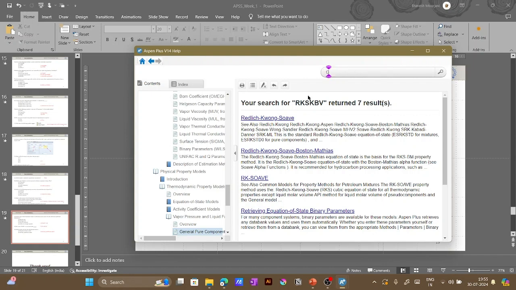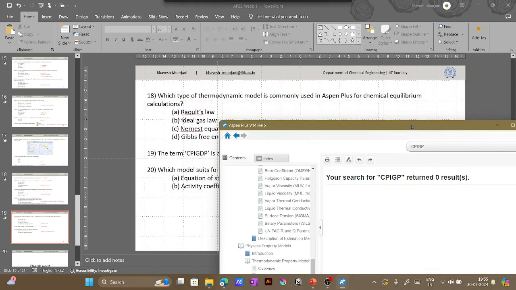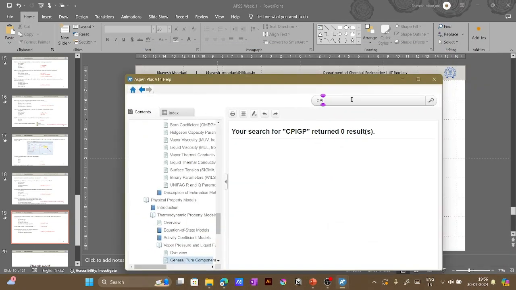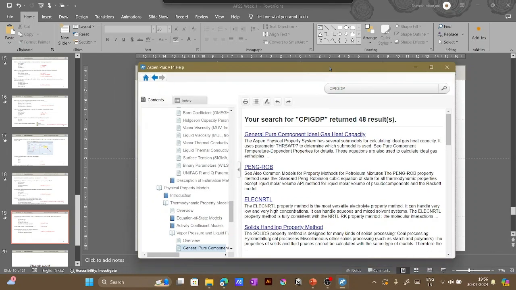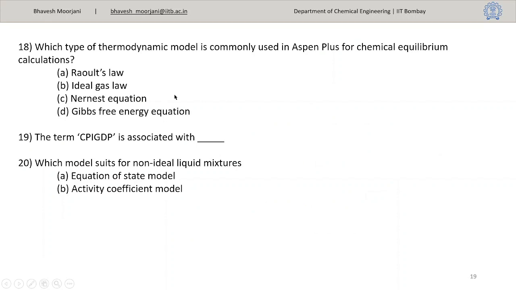CPIGDP, right? That's a general component ideal gas heat capacity. So it's a heat capacity. And which model will suit more for a non-ideal liquid mixture, equation of state or activity coefficient model? Activity coefficient.